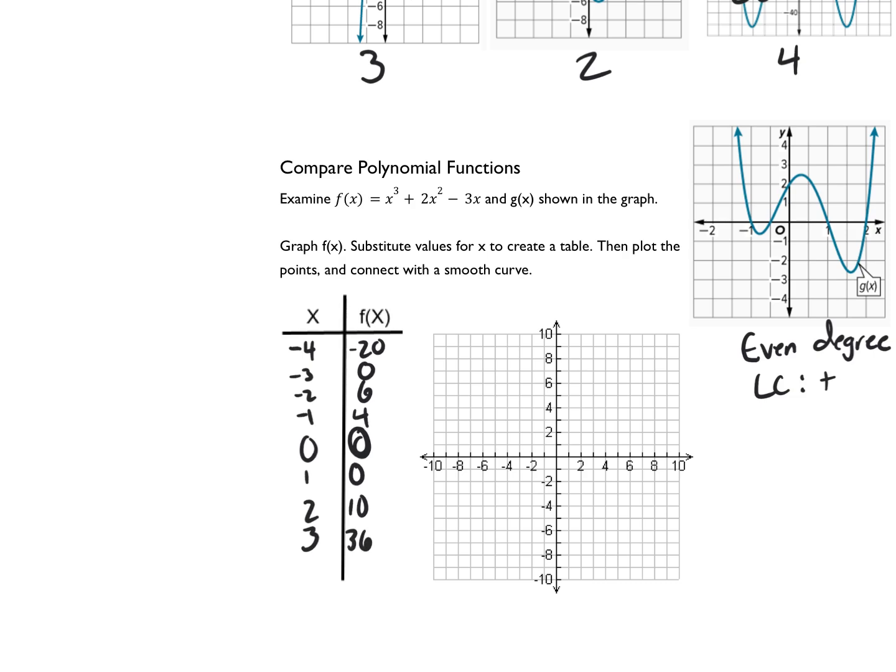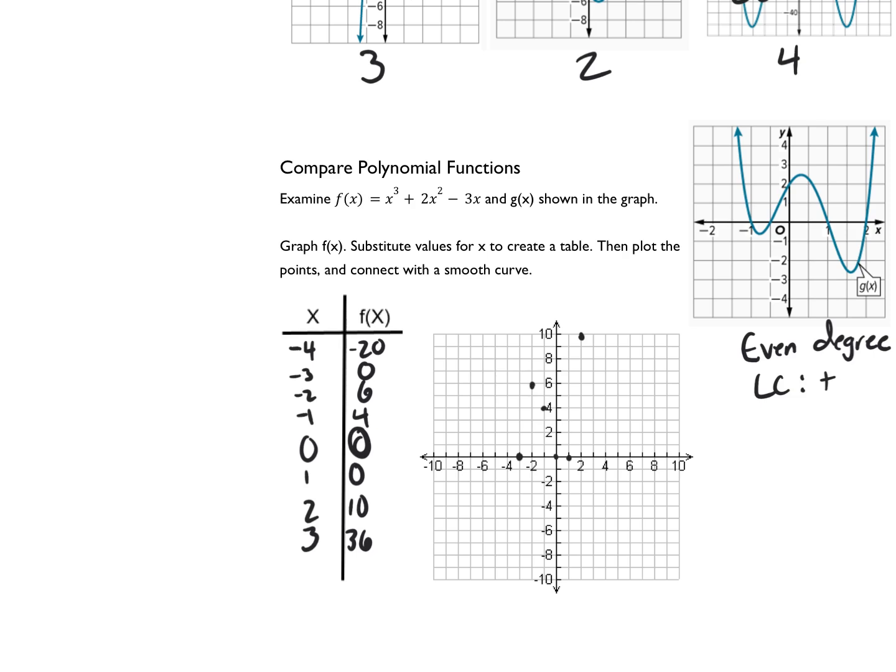All right, so we have a good idea of what this polynomial graph is going to look like. So -4, -20 is going to be off of our graph. -3, 0 is going to be right there. -2, 6 is going to be right there. -1, 4 right there. 0, 0, 1, 0, 2, 10.